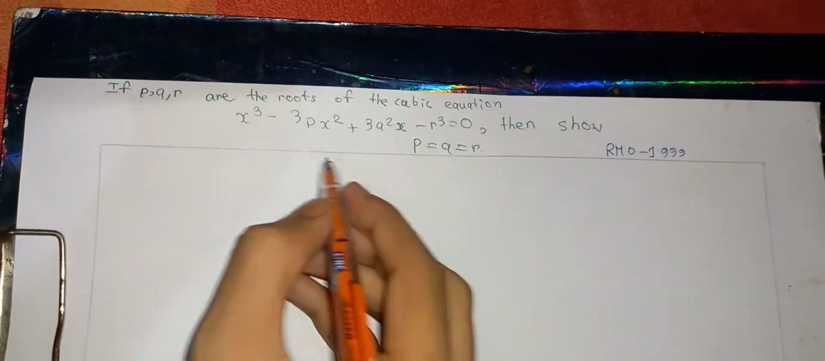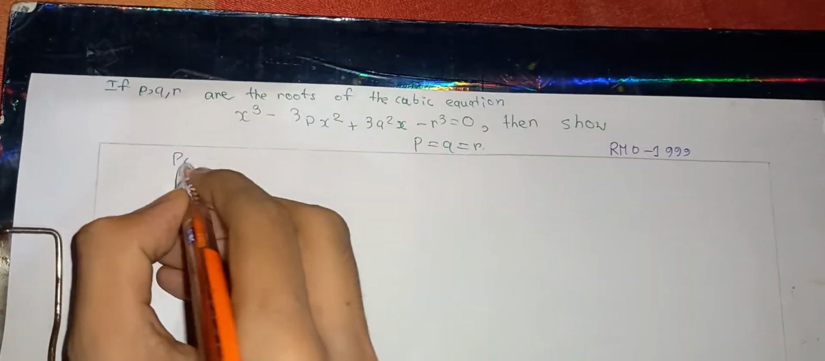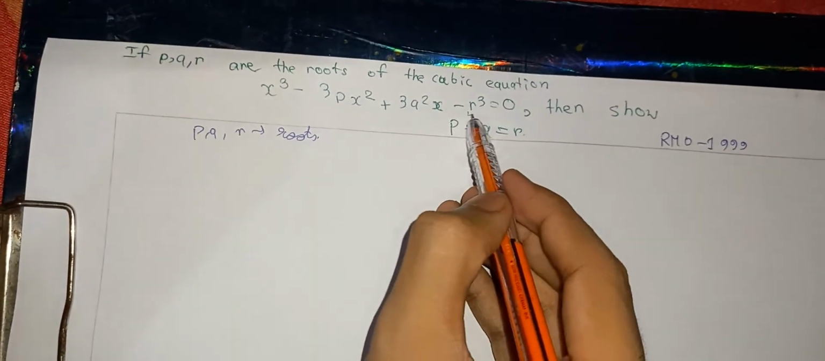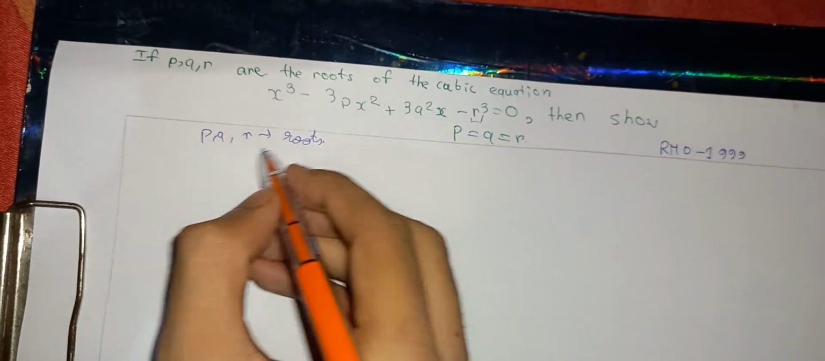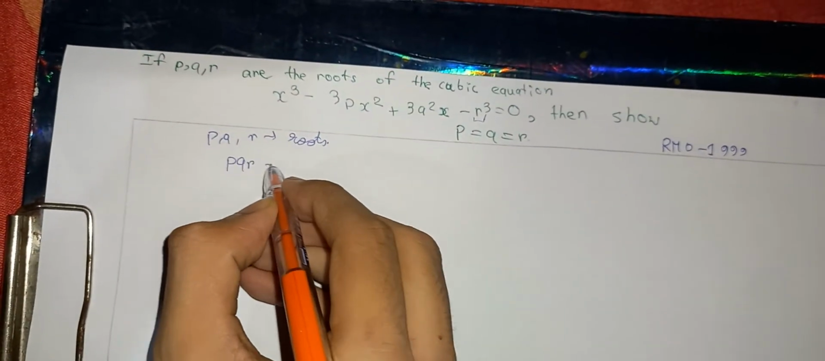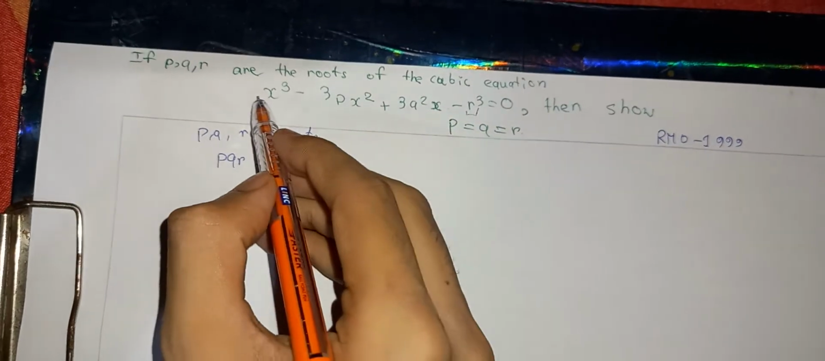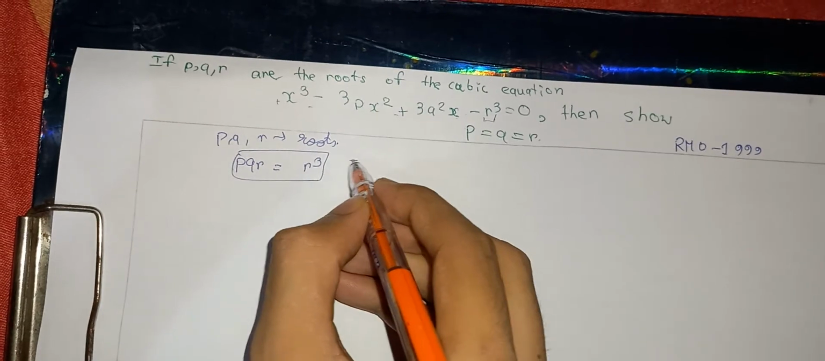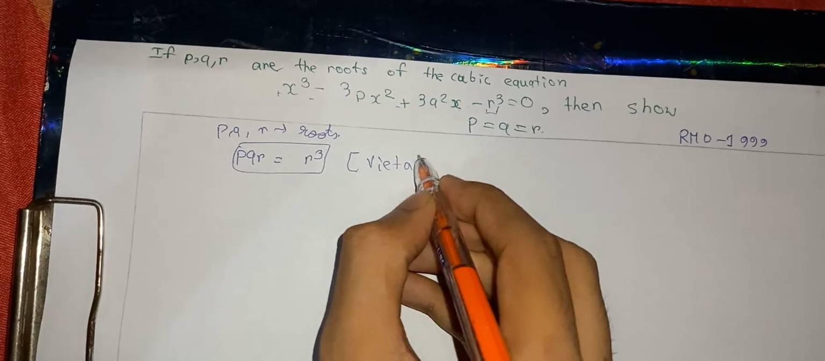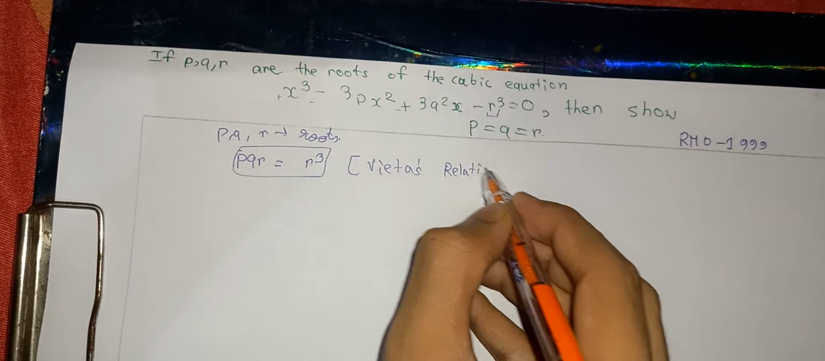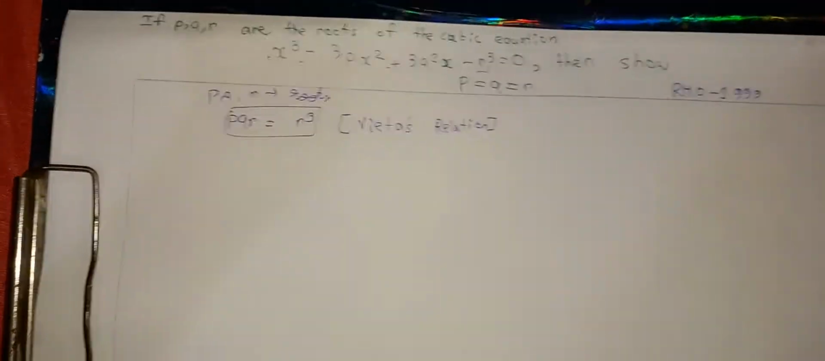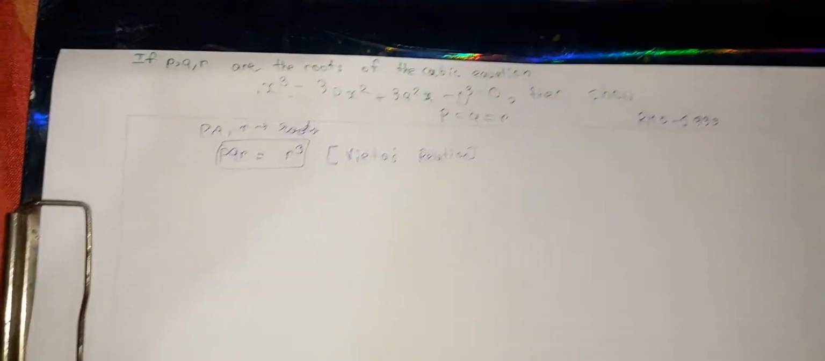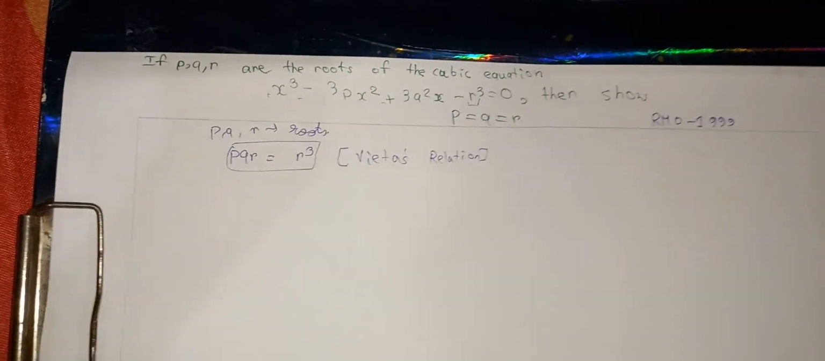So basically we will assume that p, q, r are the roots, right? Now notice this part. We know that the product of all the roots of a cubic equation is equal to plus minus, so it is equal to r cube, and this is coming from Vieta's relation. If you have doubt about what Vieta's relation is, I have uploaded a separate video which you should surely go and see. Okay, come back to this question.